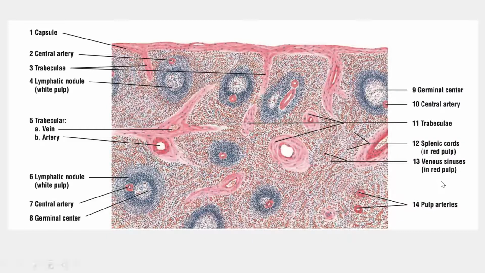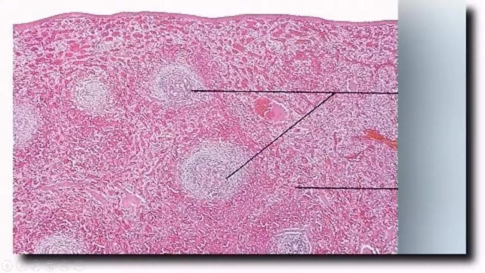This is the other histology picture of the spleen. You can see the capsule. In this picture, we don't have trabeculae, and you have two parts. One part is these roundish structures. They are white pulp, and your background is called red pulp.